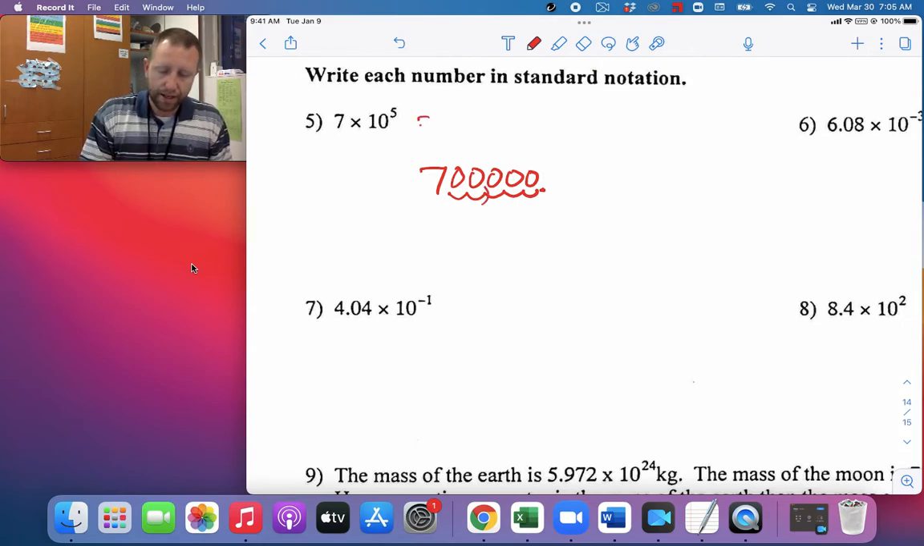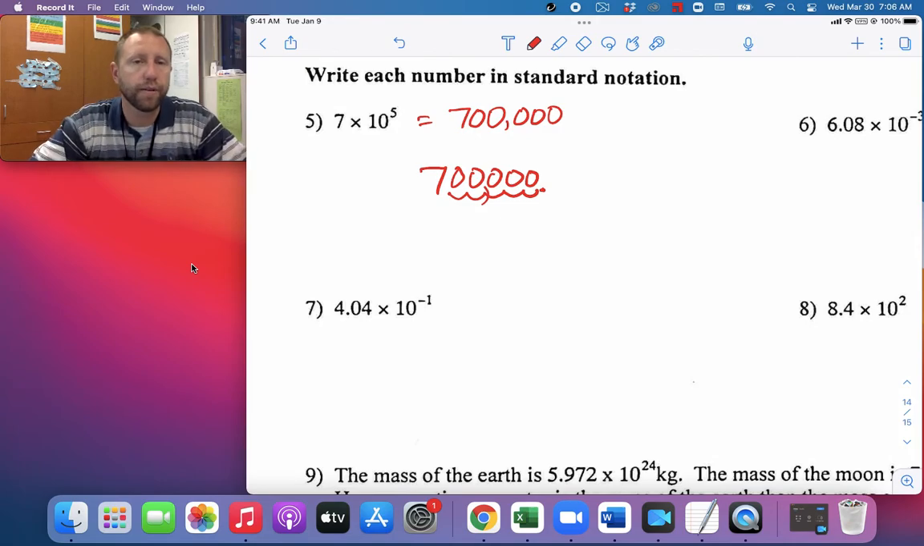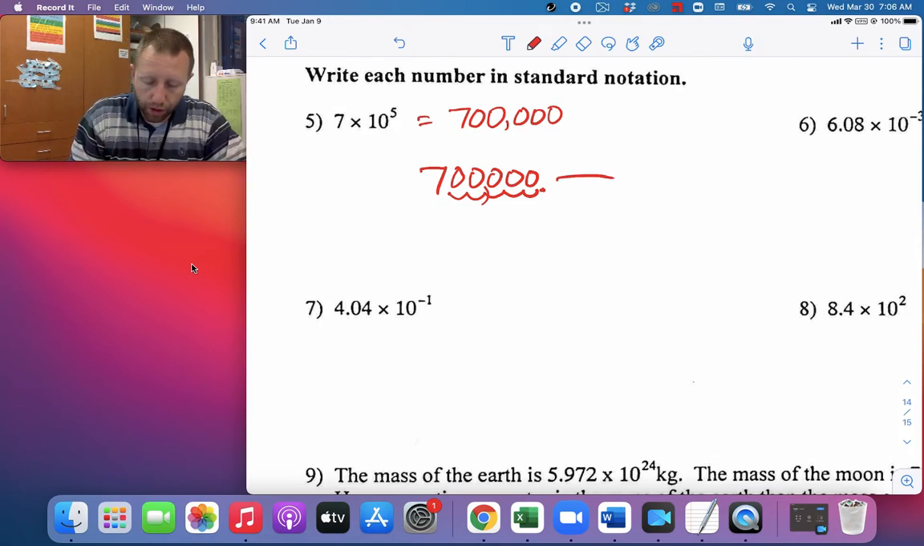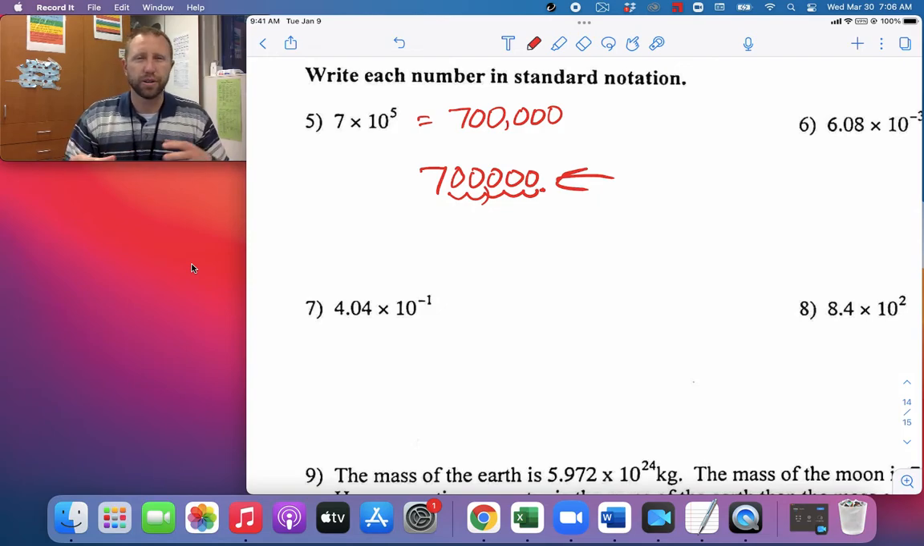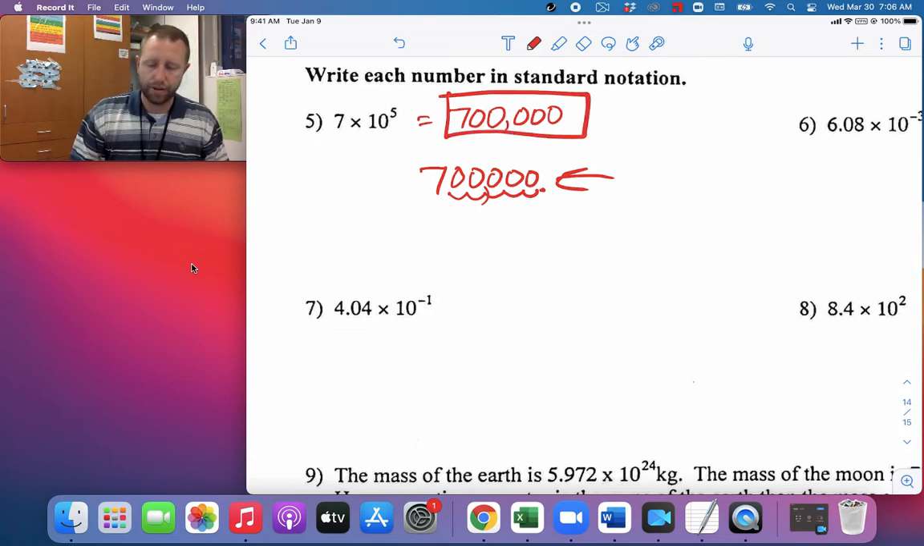All right, so that equals 700,000. I like your answers to be written away from your work, right? This is the work right here. I don't want to try to read your numbers with all the swoops there and the decimal and where it was and where. Now, rewrite your answer so it looks all nice and neat, okay?